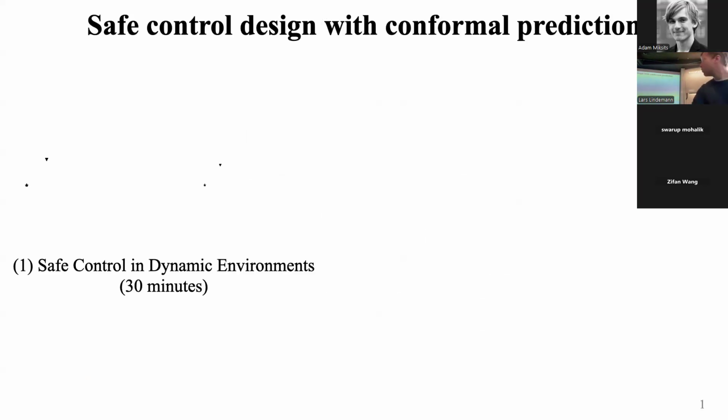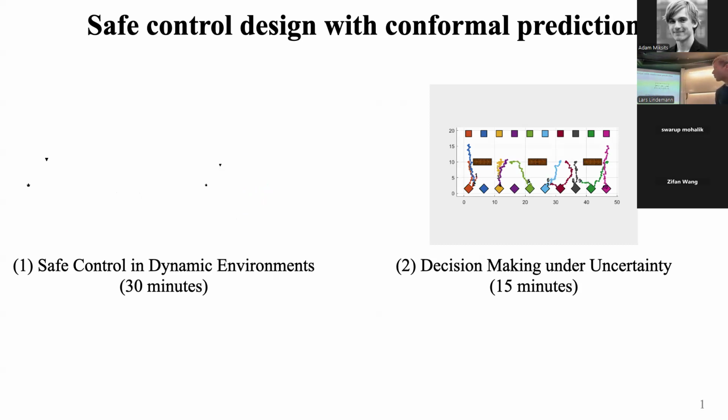What I want to do is focus on one line of work that we've been doing on safe control in dynamic environments. We really want to focus on uncertainty in the environment, in the dynamic environment. So you'll see examples of that. And then we want to focus more broadly on decision making under uncertainty. This animation is actually created by Lev Terrace, so again, talk to him if you want to know more.